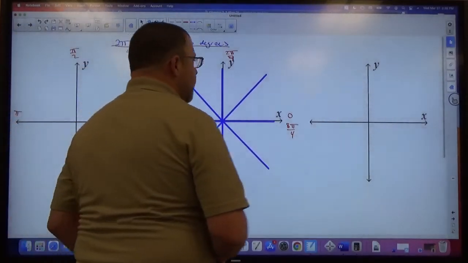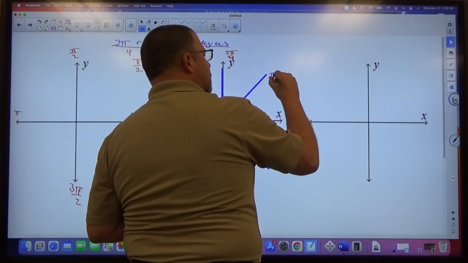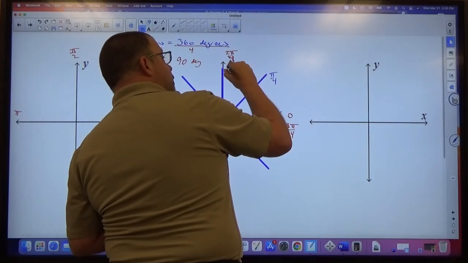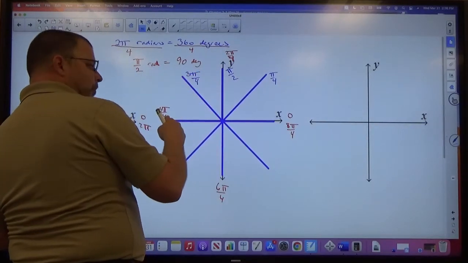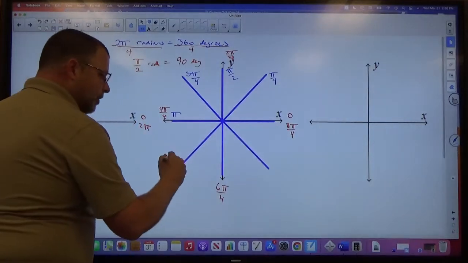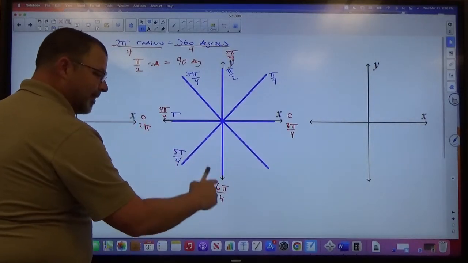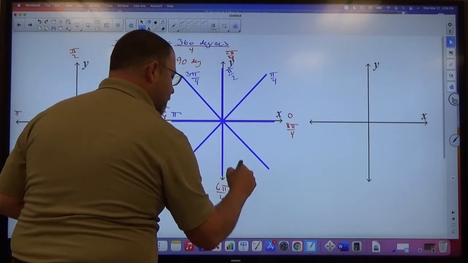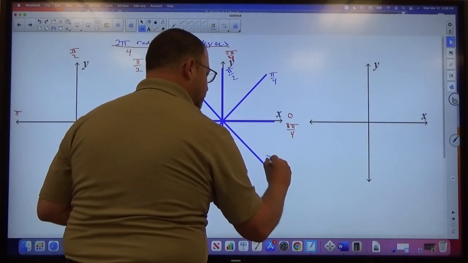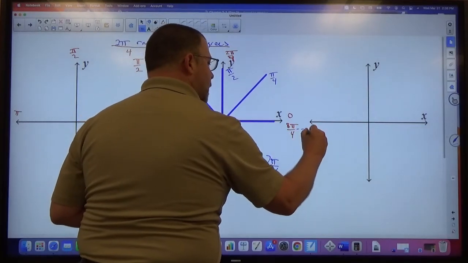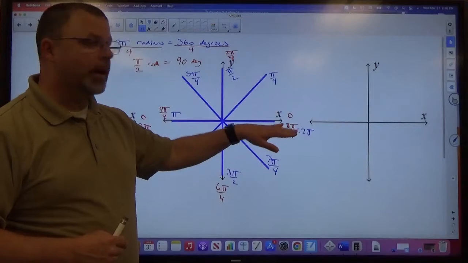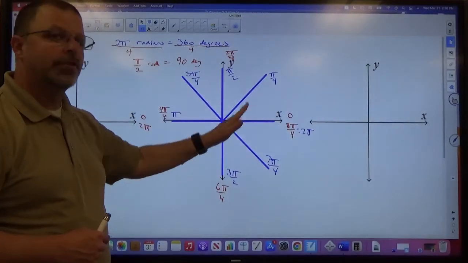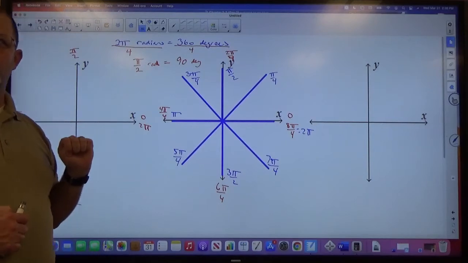Each one of those represents pi over 4. So this is pi over 4. This is 2 pi over 4, better known as pi over 2. This is 3 pi over 4, doesn't reduce. This is 4 pi over 4, reduces to pi. This is 5 pi over 4, doesn't reduce. This is 6 pi over 4, reduces to 3 pi over 2. This is 7 pi over 4, doesn't reduce. This is 8 pi over 4, reduces to 2 pi. So I'm breaking it into pi over 4s. There's going to be 8 pi over 4s to make up the entire thing. So we get 1, 2, 3, 4, 5, 6, 7, 8 sections. All right?